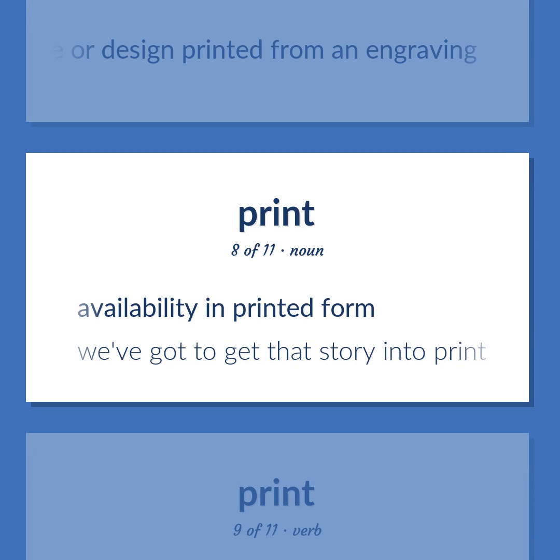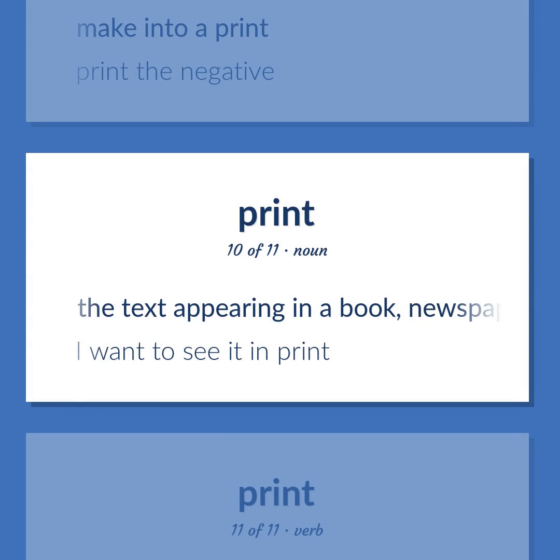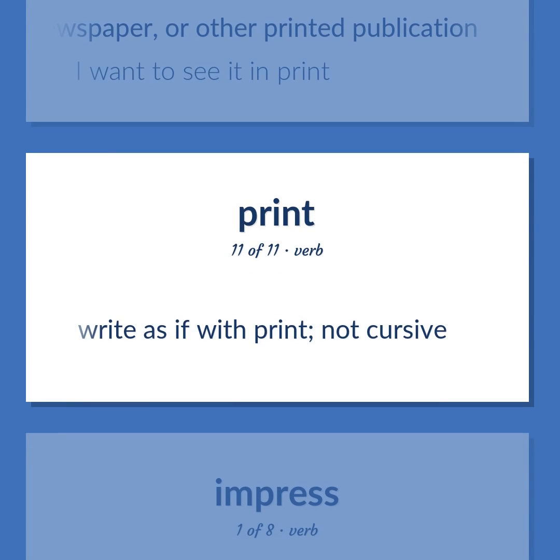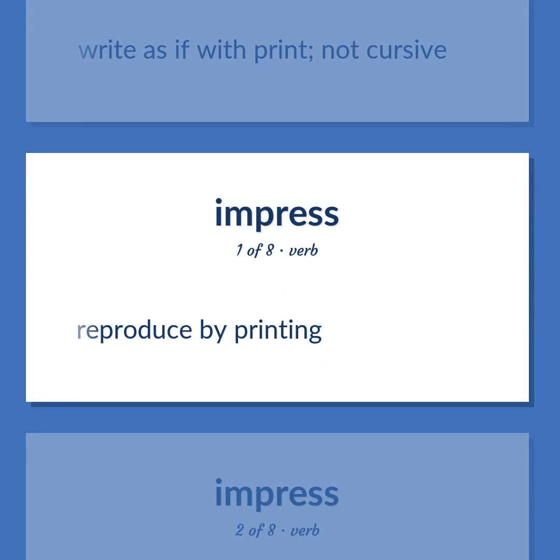Availability in printed form. We've got to get that story into print. Make into a print. Print the negative. The text appearing in a book, newspaper, or other printed publication. I want to see it in print. Write as if with print, not cursive. Reproduce by printing.